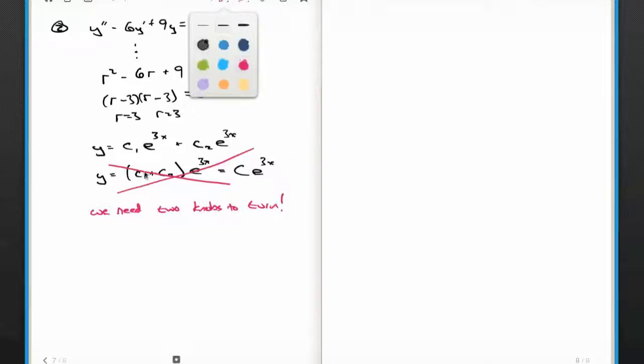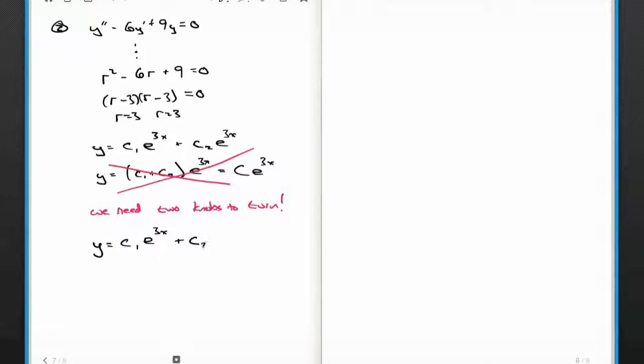So I need to rewrite this as y equals c1 e to the 3x plus c2 x e to the 3x. And I'm just going to ask you to trust me on this one, since you'll learn about this in much more detail in your differential equations class, for those of you going into science and engineering and whatnot. Okay, so I'm going to stop this one here as well, because the next one is really long.